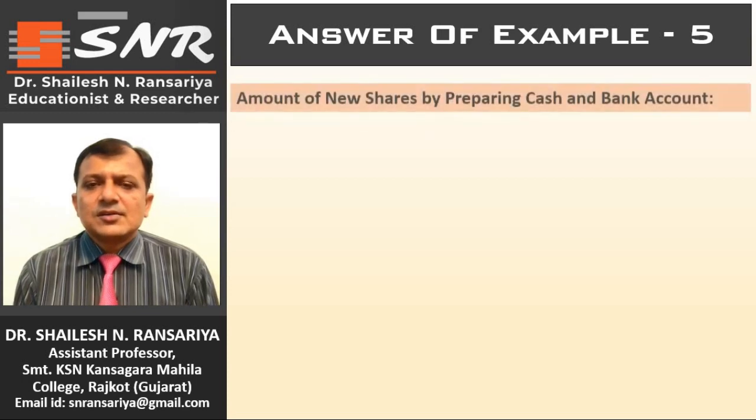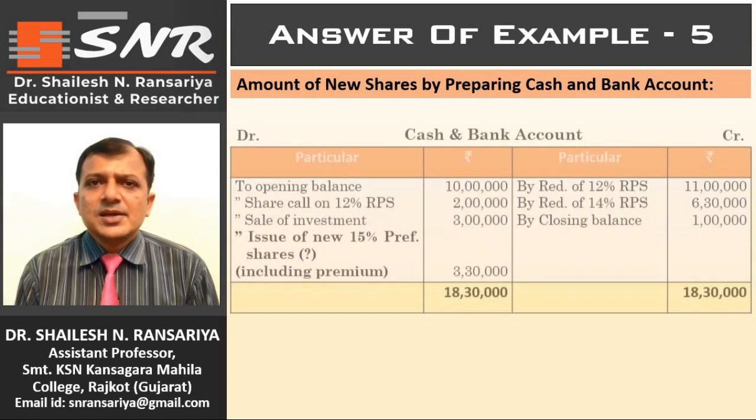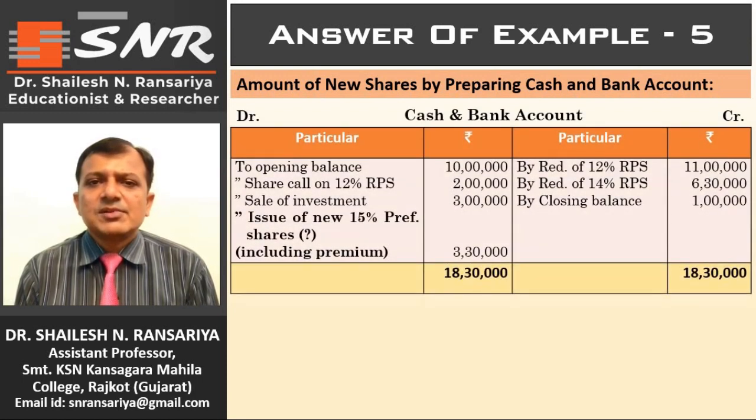Next, it is the calculation for the new shares, and here the closing balance of cash and bank is given. So we have to calculate new shares by preparing a cash and bank account. In the cash and bank account, first we will record on the debit side. Opening balance of cash rupees 10 lakhs. It is given in the old balance sheet of the company. Share call on 12% RPS rupees 2 lakhs. Sale of investment rupees 3 lakhs.